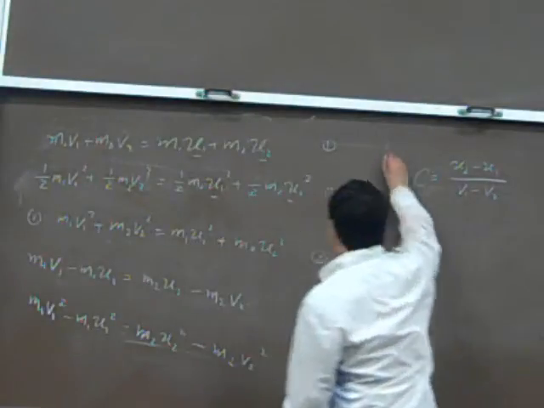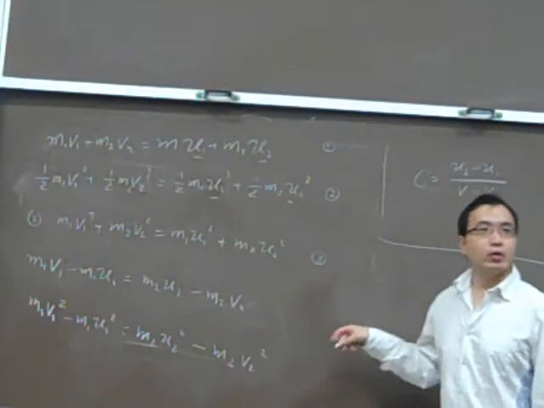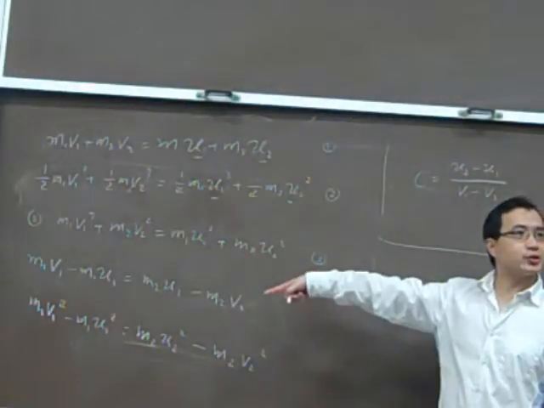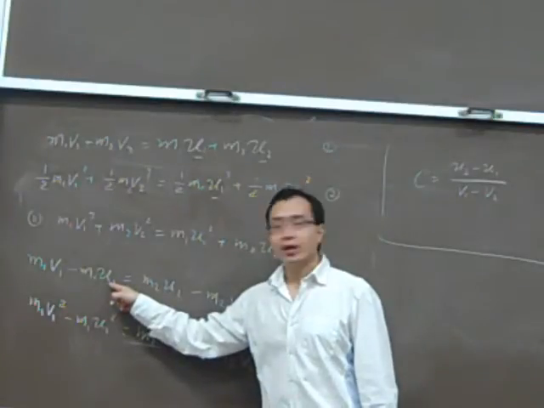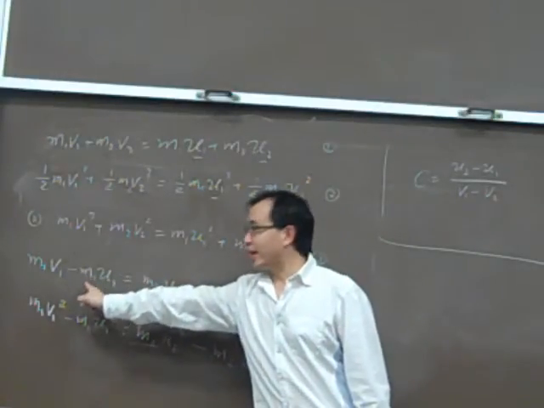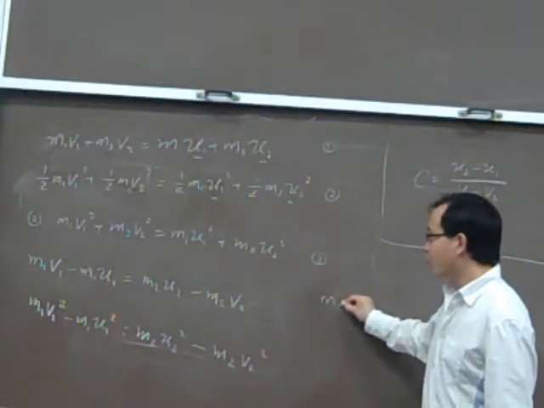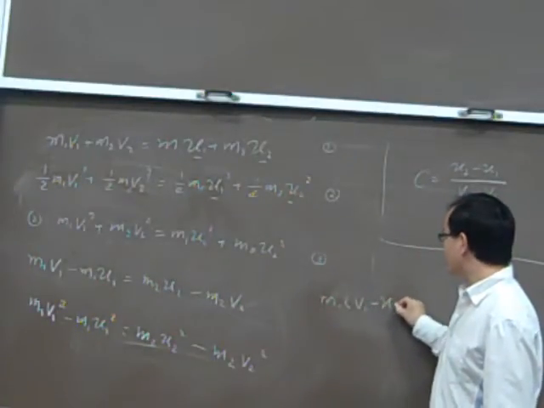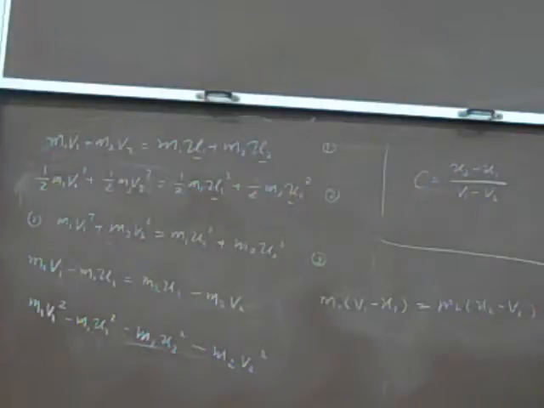Okay, now the next step will show why I want to rearrange to that. You probably can see, because after we do that, on this side, I can factor out m1, right? So it becomes m1 (v1 minus u1). Right hand side becomes m2 (u2 minus v2).